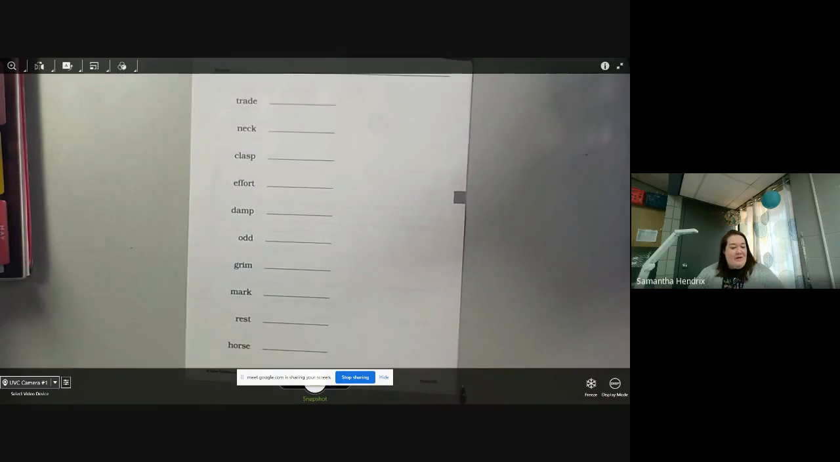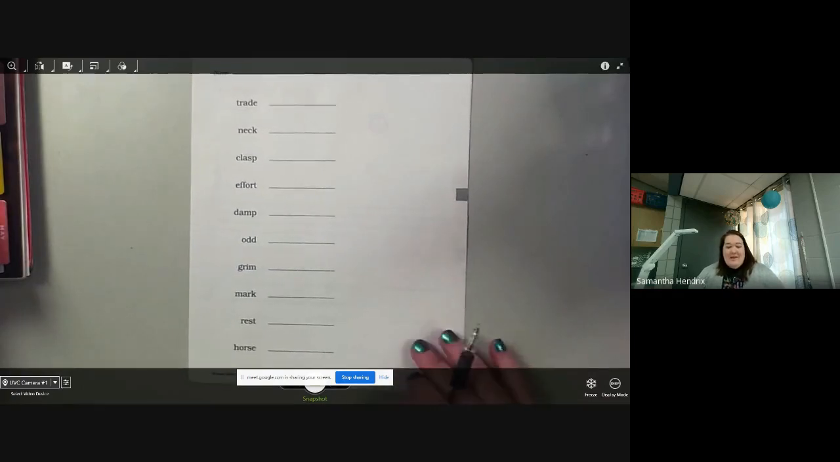Good morning. So today's lesson is lesson 59. This is still in your old Saxon packet. It's not your new one yet. Today we're doing suffixes, ER, EST, and Y.